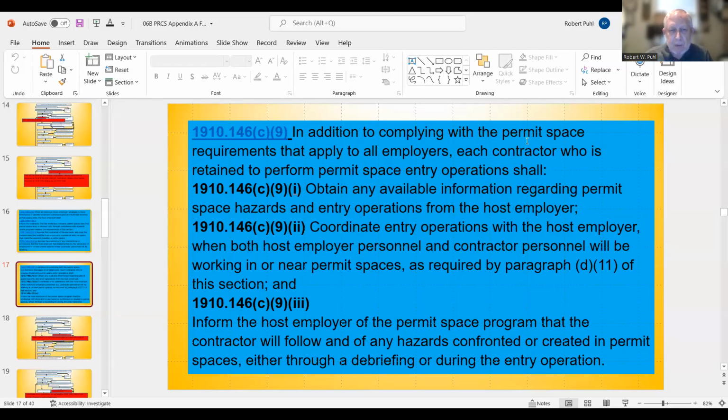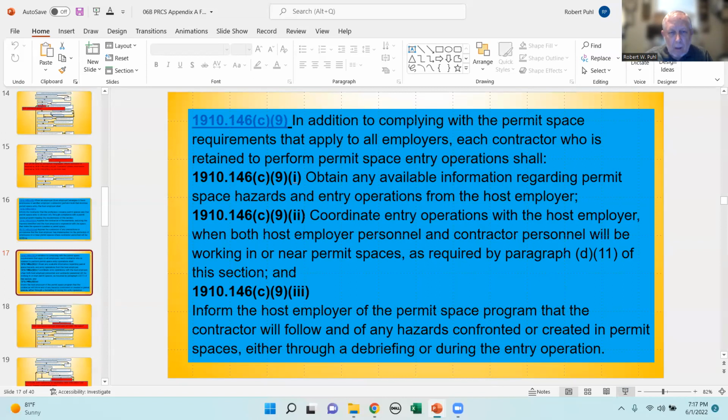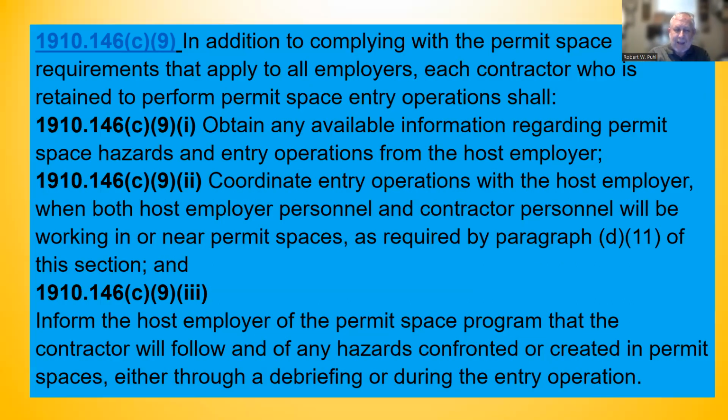In addition to complying with the permit space requirements that apply to all employers, each contractor who is retained to perform permit space entry operations shall obtain any available information regarding permit space hazards and entry operations from the host employer, coordinate entry operations with the host employer when both host employer personnel and contractor personnel will be working in or near permit spaces as required by D11 of this section, and inform the host employer of the permit space program that the contractor will follow and of any hazards confronted or created in permit spaces, either through a debriefing or during the entry operation.